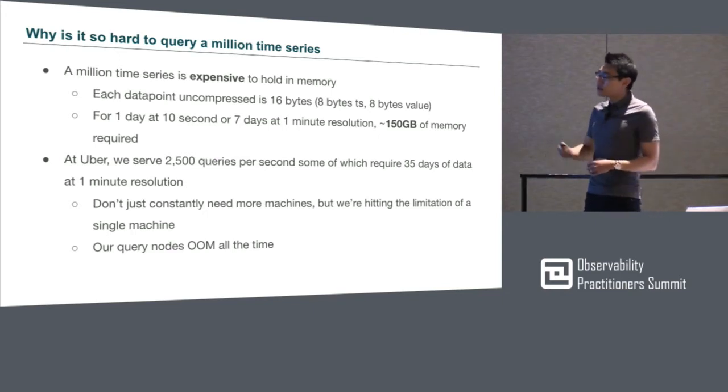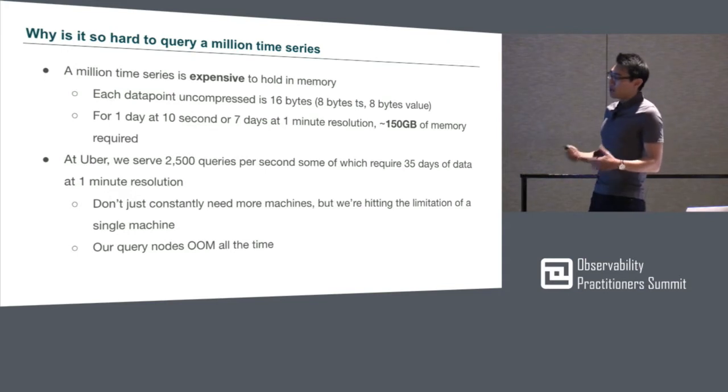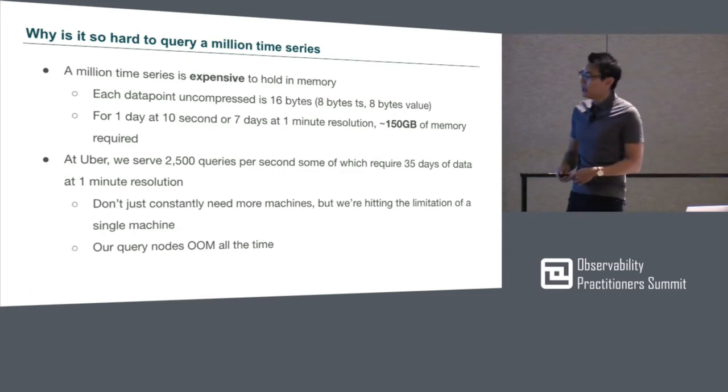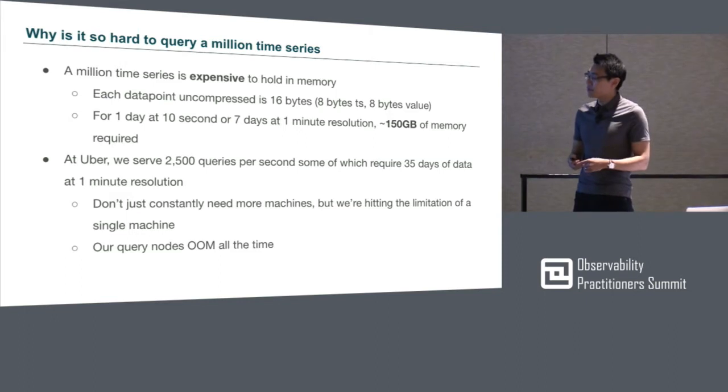So not only do we constantly need more and more machines in our query tier to hold all this stuff, but we're actually hitting the limitations of a single machine as well, right? We can't store all of this data in the memory of one machine. And of course, our query nodes run out of memory all the time. This is a pretty common problem for us.